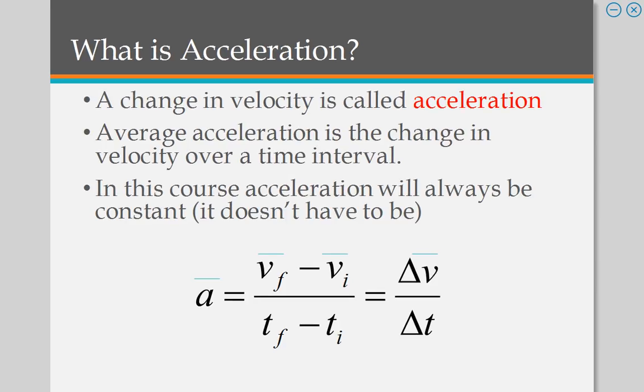Alright, so what is acceleration? Acceleration is a change in velocity. In this course, you're only going to be worried about the average acceleration, which is a change in velocity over a given time interval, that bullet there. So in this course, acceleration will always be constant and be determined by this equation here, delta v over delta t.